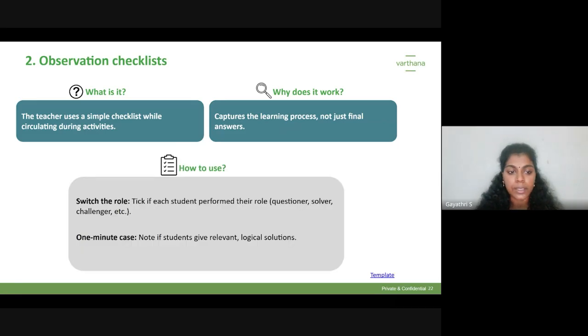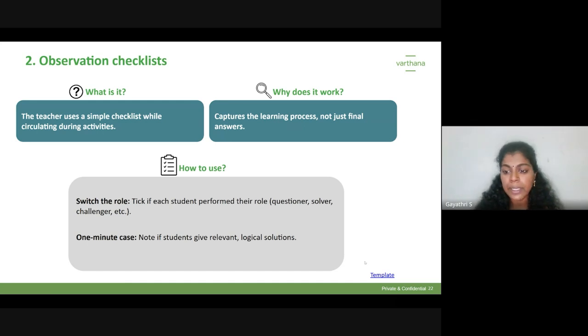So how can you use it? When they're doing the switch the role, see if everyone has performed the role and how they performed, whether they're able to do it better or whether in some roles they're struggling. In 1 minute, Kate, what you can do is see whether they're able to come up with a relevant and logical solution, right? That helps you figure out whether this person has understood the concept or not.